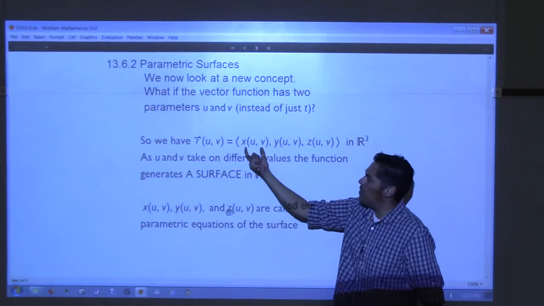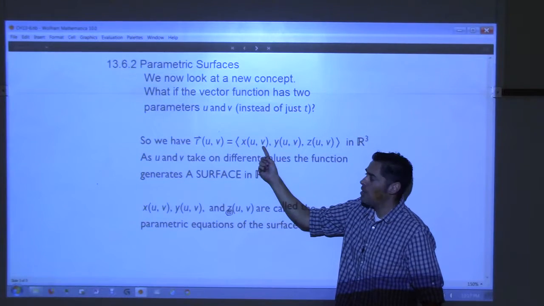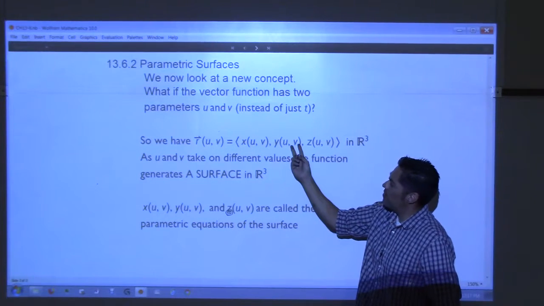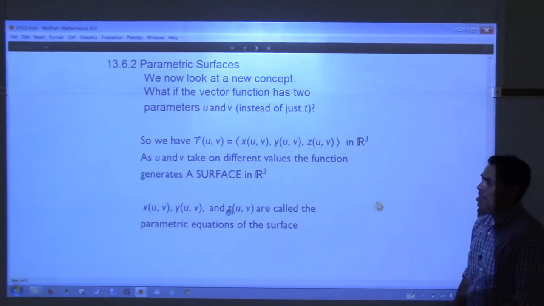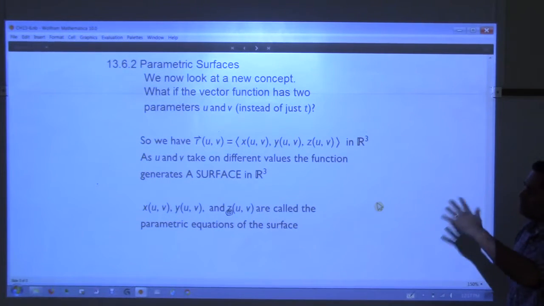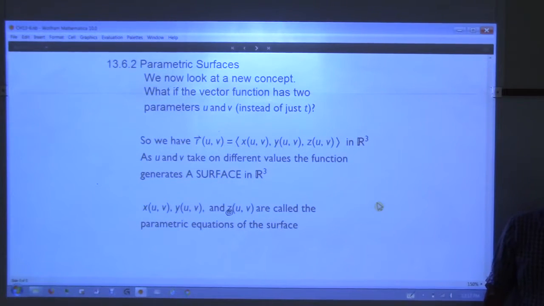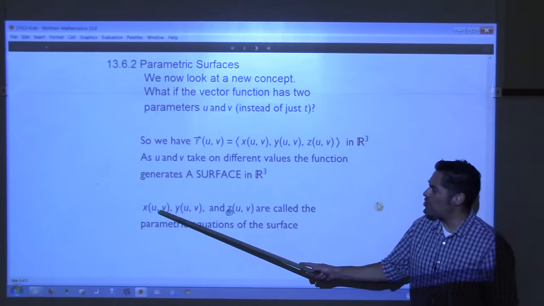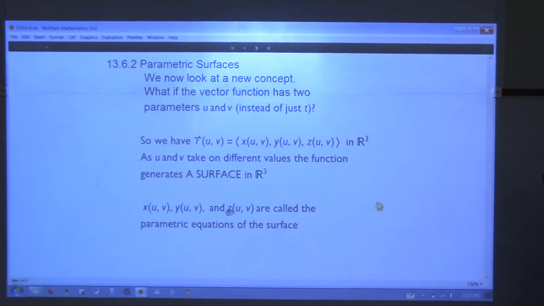The first component, the x component, is a function of two variables. The second component is a function of two variables, and the third component is a function of two variables. If you do that, and you let u and v take on different values, you will generate a surface in three-dimensional space. All right? This is how we do it. These component functions right here are called the parametric equations of the surface.